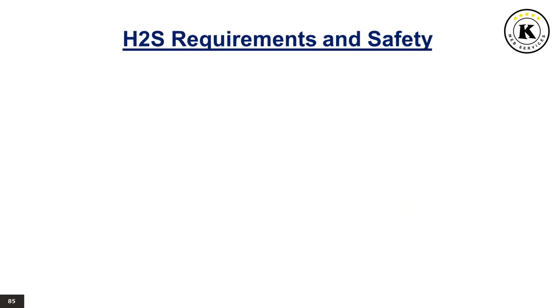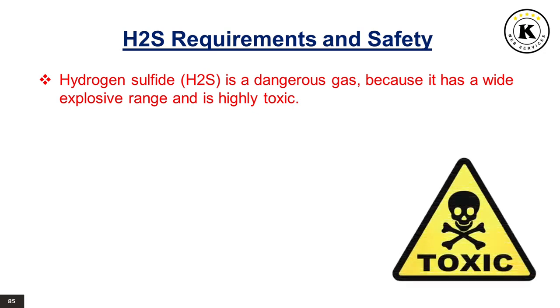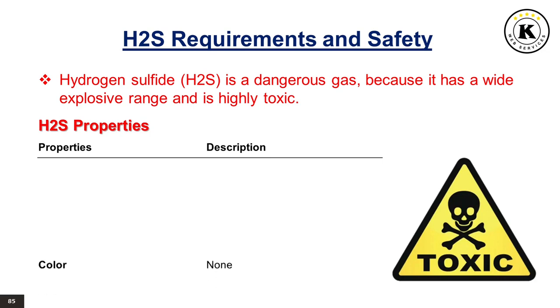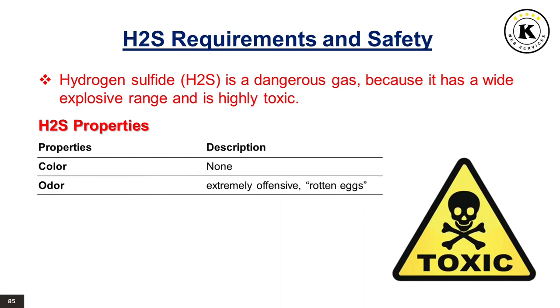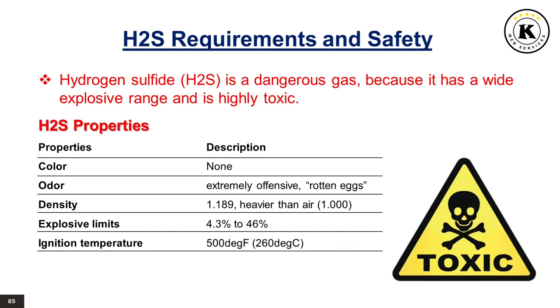H2S requirements and safety. Hydrogen sulfide, H2S, is a dangerous gas because it has a wide explosive range and is highly toxic. H2S properties. Color: none. Odor: extremely offensive, smells like rotten eggs. Density: 1.189, it is heavier than air. Explosive limits: 4.3% to 46%. Ignition temperature: 500 degrees Fahrenheit, or 260 degrees Celsius.